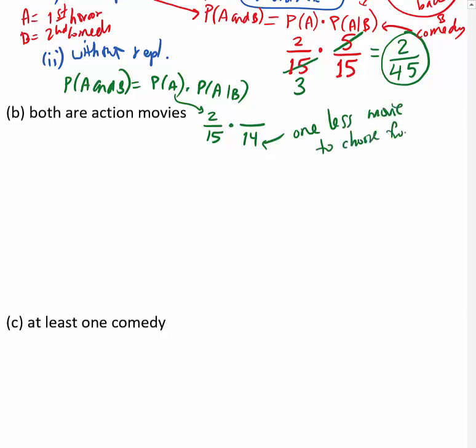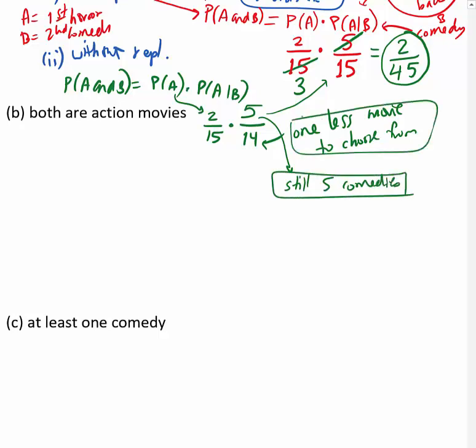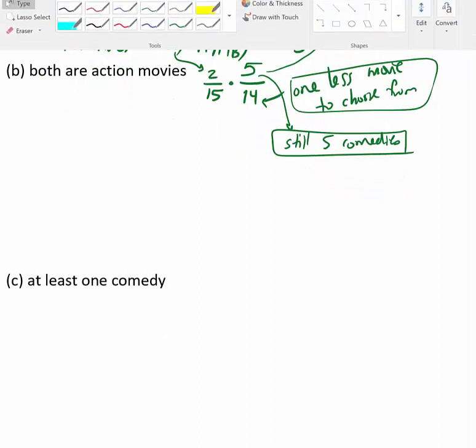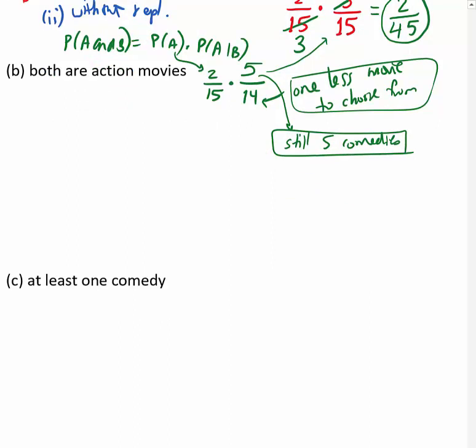But the numerator's not going to change. It's still 5, like it was in the last one, because you took a horror movie out. There's still the same number of comedies. Still 5 comedies. So it's only a little difference. The denominator is a little different, and this one can actually reduce quite a bit. So we can reduce across here. The 5 can go into the 15 3 times, but also the 2 can go into the 14 7 times. We end up with 1 over 21 for that one.